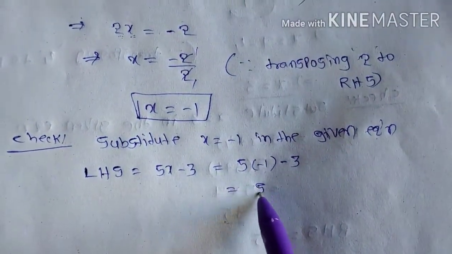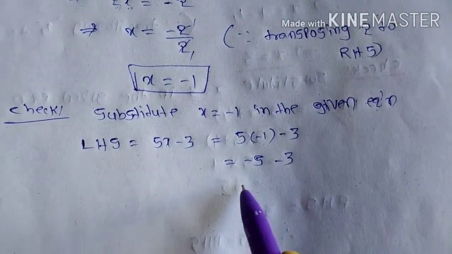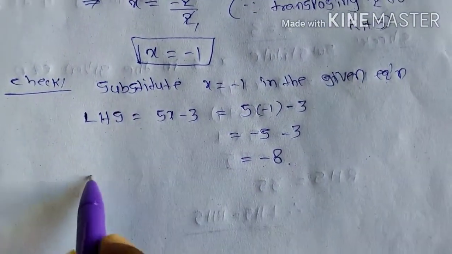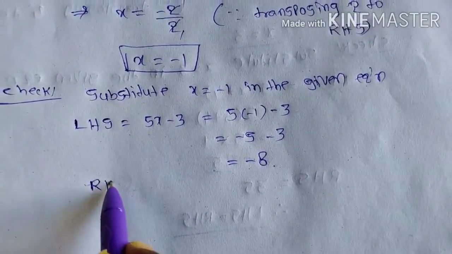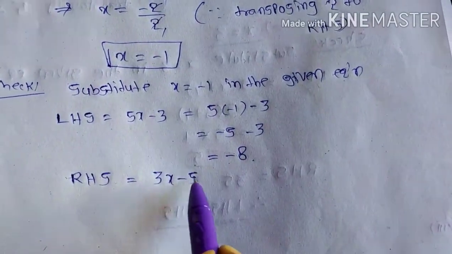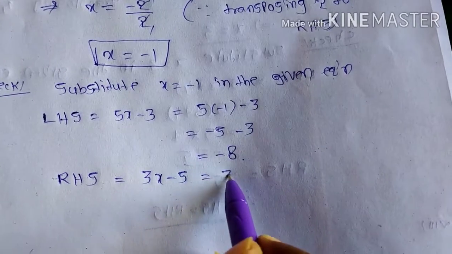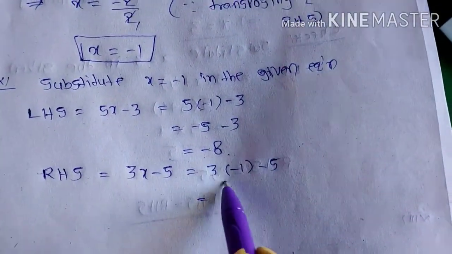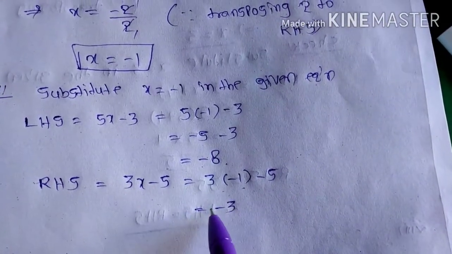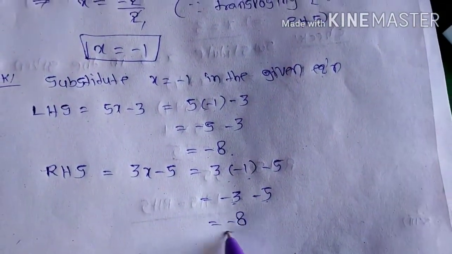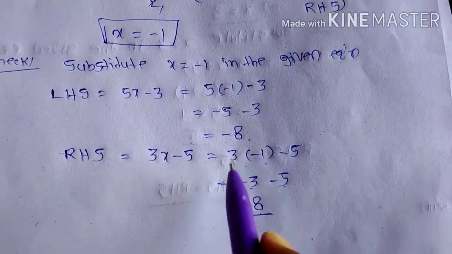5 1s are 5 only, minus 5 minus 3. Minus 5 minus 3 you will get minus 8 only. LHS is minus 8. In the similar way you need to find here RHS. RHS is equal 3x minus 5. That means here 3 into minus 1 minus 5. See here 3 into minus 1 how much? Minus 3 only. Minus 5. Minus 3 minus 5 how much? Minus 8. See LHS minus 8, RHS minus 8.